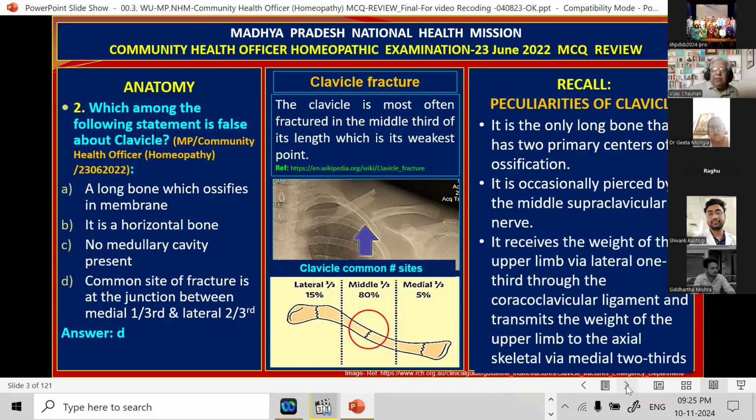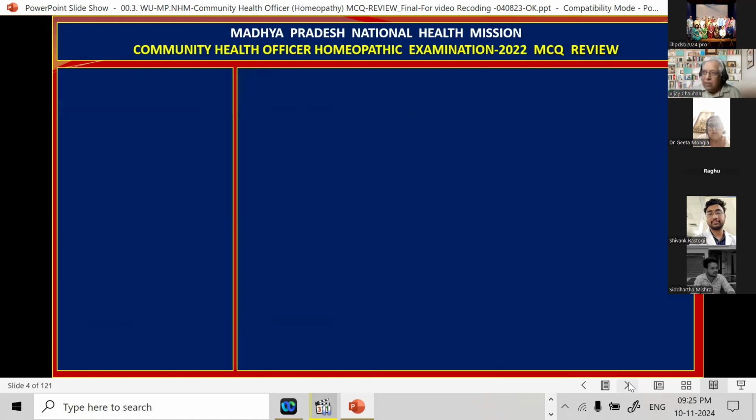It receives the weight of the upper limb via the lateral one third through the coracoclavicular ligament and transmits the weight of the upper limb to the axial skeleton via the medial two thirds. So this is the most stressful point in weight transmission. Whenever you put weight or you hit somebody, this particular point bears much more weight, and that can cause the fracture. Is it all right?